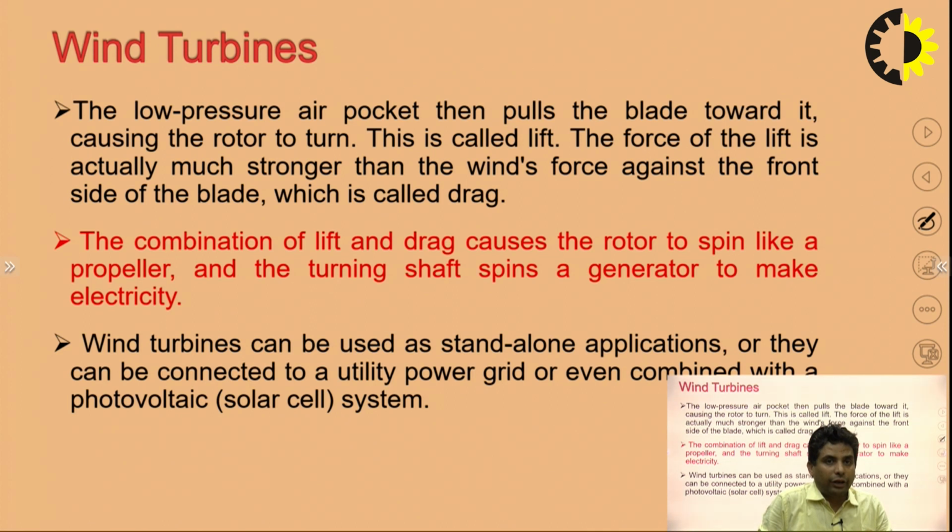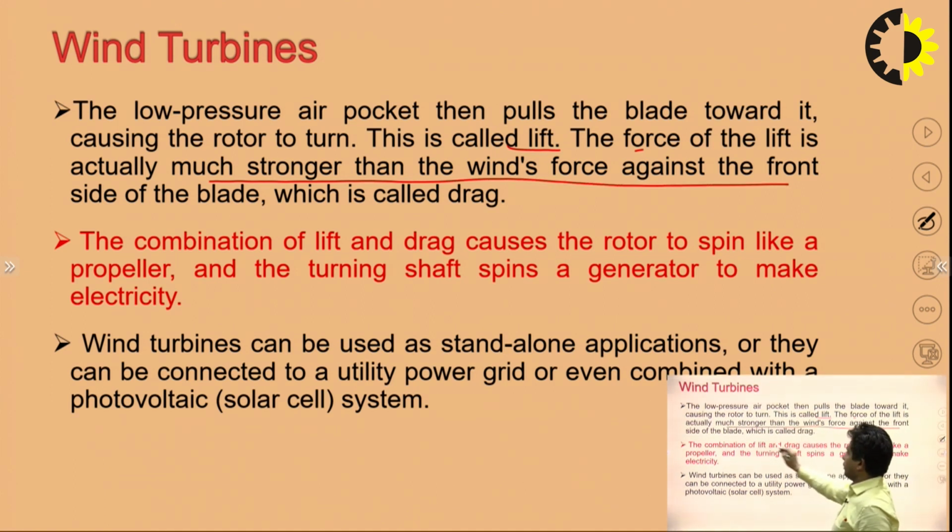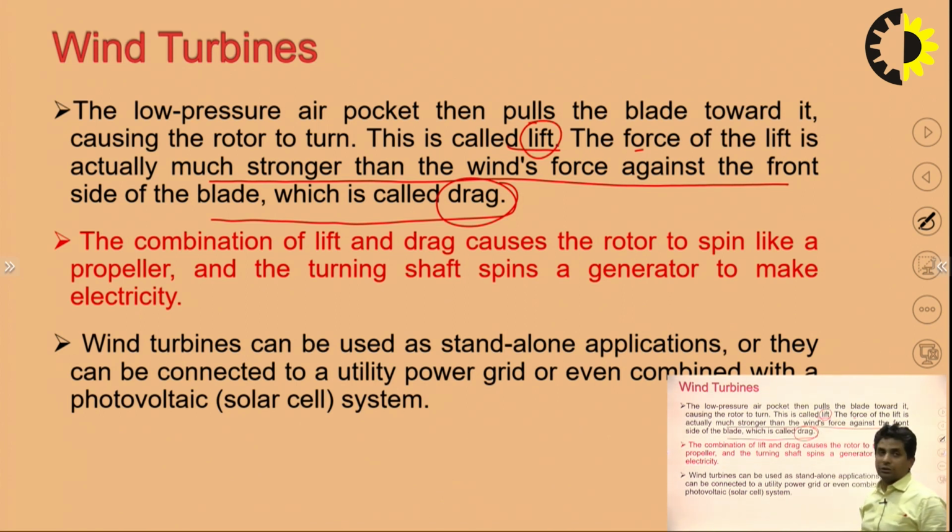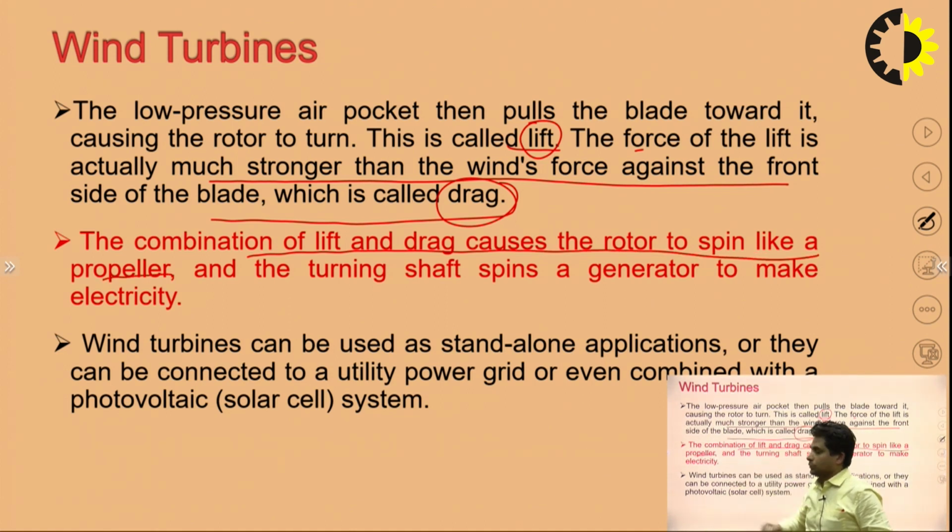Then again, we have discussed what wind turbines are. The low air pressure or air pocket then pulls the blade toward it, causing the rotor to run. So this is called the lift. The force of the lift is actually much stronger than the wind's force against the front side of the blade, which is called the drag. The combination of lift and drag causes the rotor to spin like a propeller in continuous motion, and the turning shaft spins a generator to make the electricity.